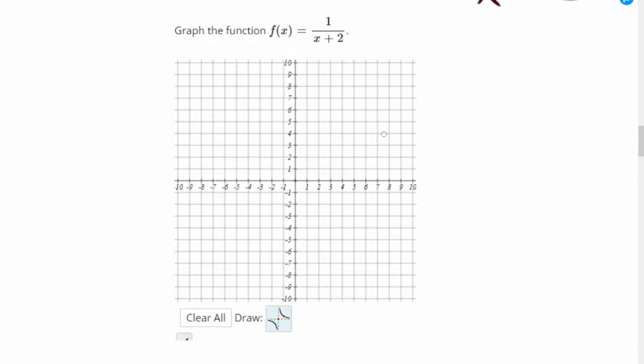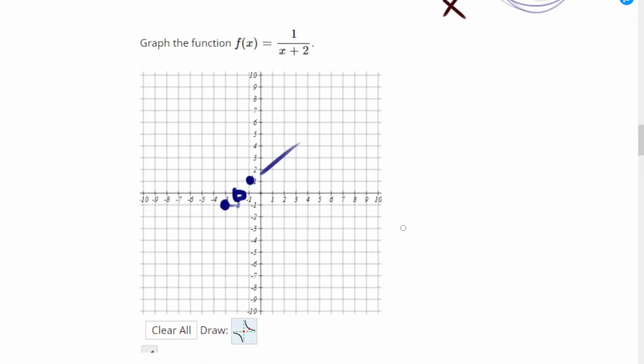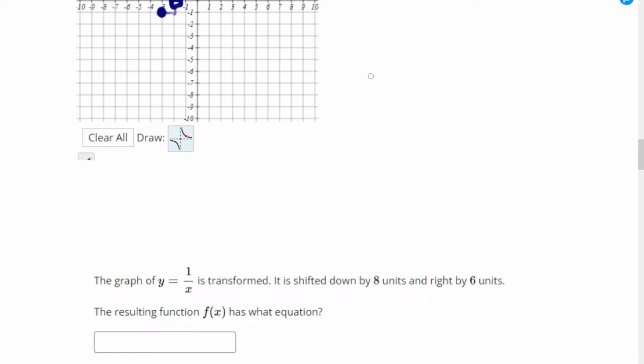This one's telling us to graph the function 1 over x plus 2. So we will have our box, and we move it left by 2, because when we have our x, it's going to be kind of funky and opposite of what we think it might be. So now here's our box. We go up 1 and over 1, down 1, over 1, and it will make the graph with the first point that you put, this one here. And that would be it for this problem.